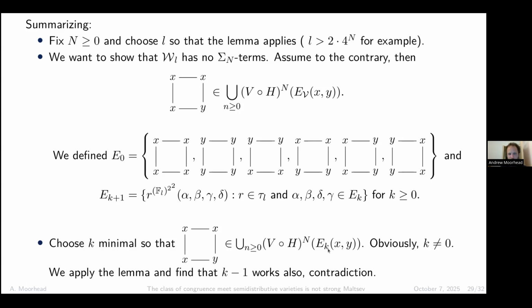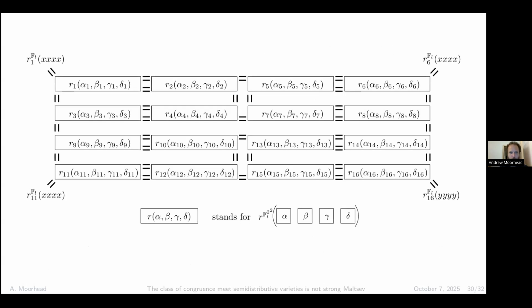So there's going to be some minimal k, some minimal number of times that we need to generate from our E0 set, such that 3 x's and a y belongs to the nth power of horizontal then vertical relational composition applied to EK. And obviously k is not equal to 0, but then we can apply this lemma and find that k minus 1 also works, which is a contradiction. So here's maybe a more detailed picture for how it would work when n is equal to 2. So we would have these 16 matrices, and now these corner identities can be expressed in terms of idempotence. And now we can interpret all of these equalities. There's going to exist some big L where all of these equalities can actually be interpreted by projections, and that's a contradiction.